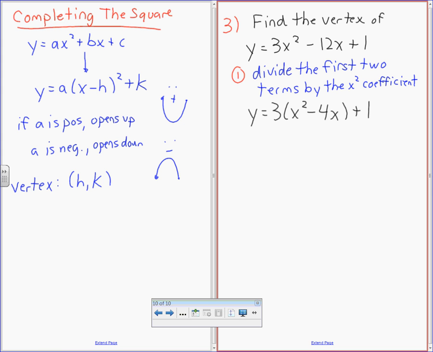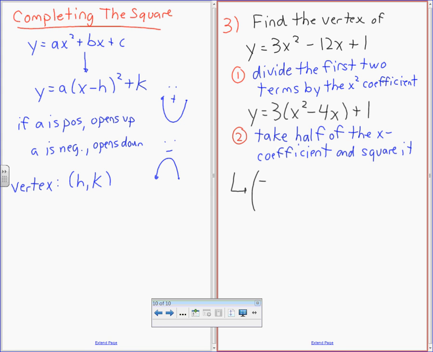Very good. Okay, so step number 2 is going to be the completing the square step. You're going to take half of the x coefficient and square it. So what that's going to be is I'm going to do an arrow always when I do this. I'm just going to write -4 over 2 and then square. It's always over 2, it's always half.